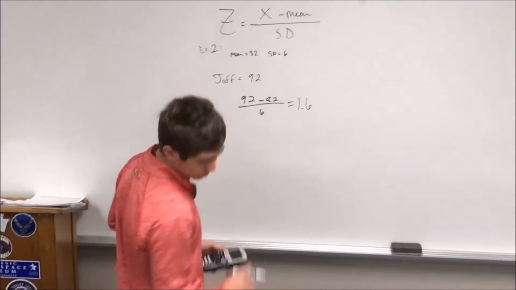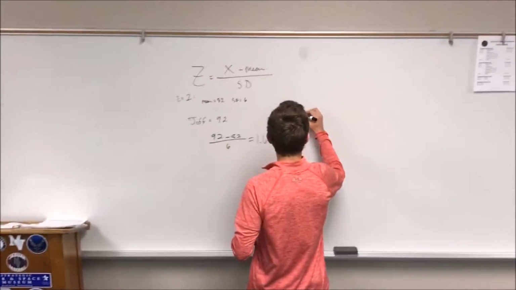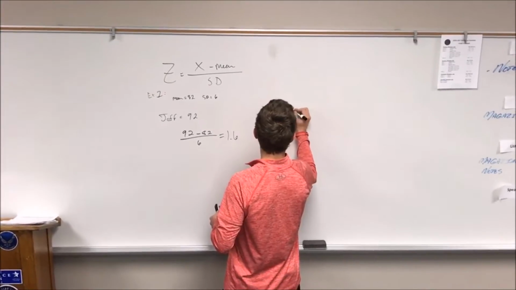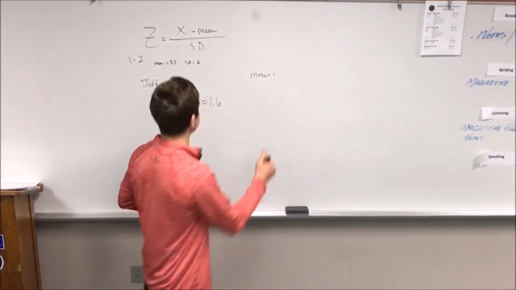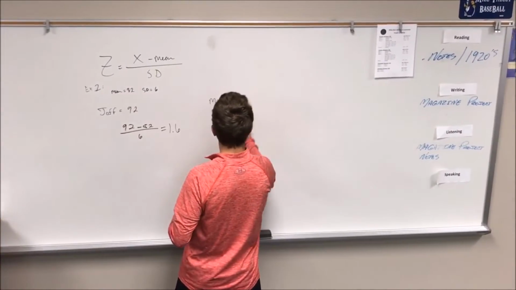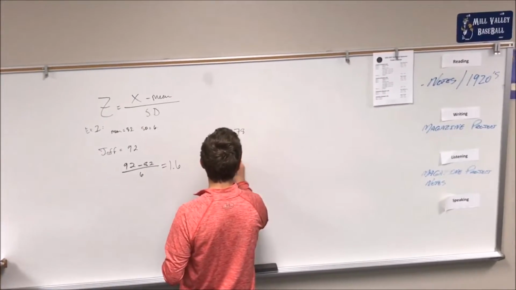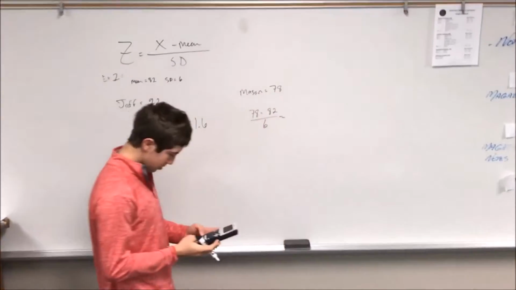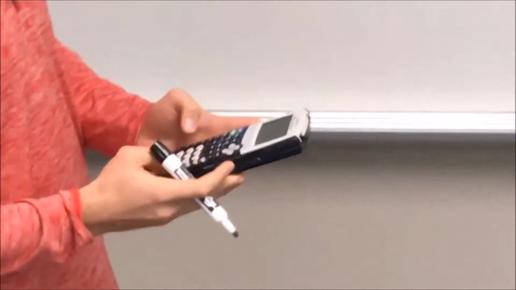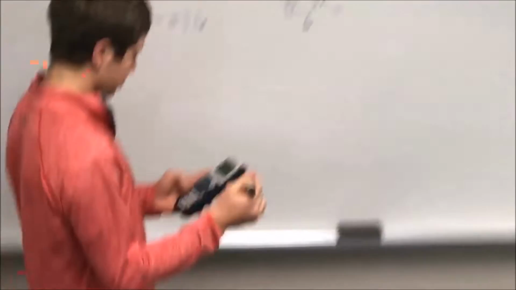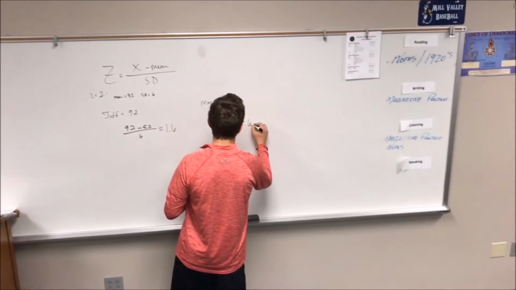And then the next one was Mason, and his test score was a 78. So it would be 78 minus 82 over 6, which would be negative 0.6 repeating.